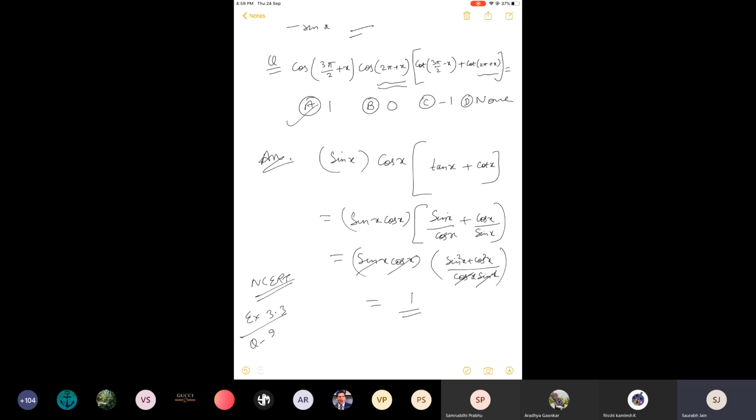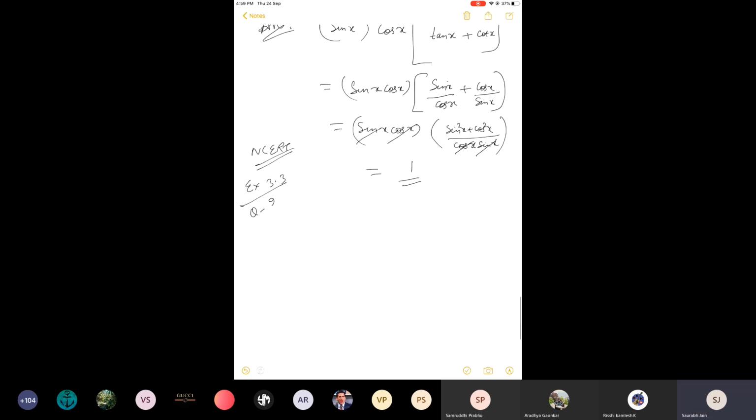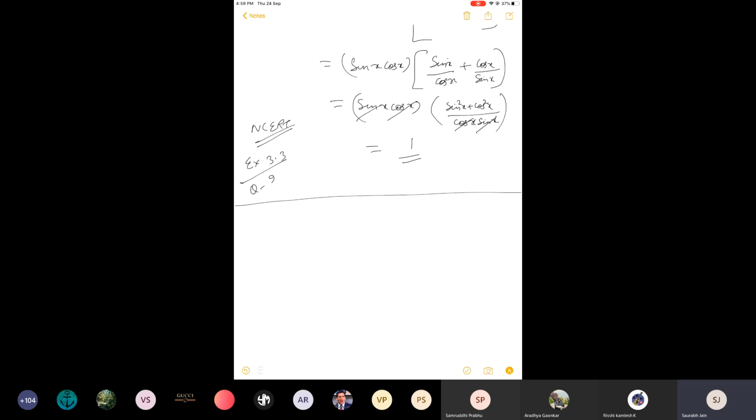Okay, now let me tell you another concept which is related to the reduction formula only, but they are learned separately because they are easy to learn. Formula of minus theta.